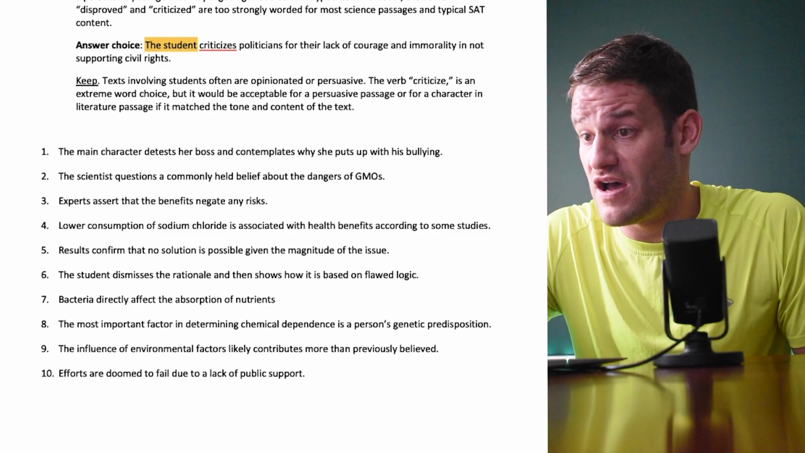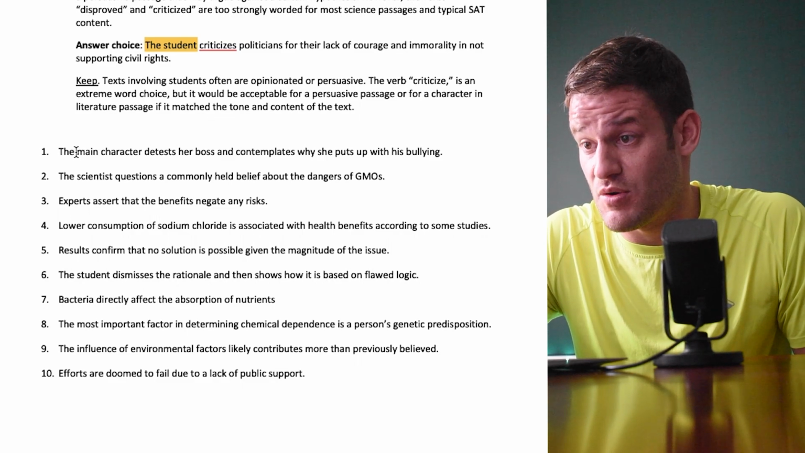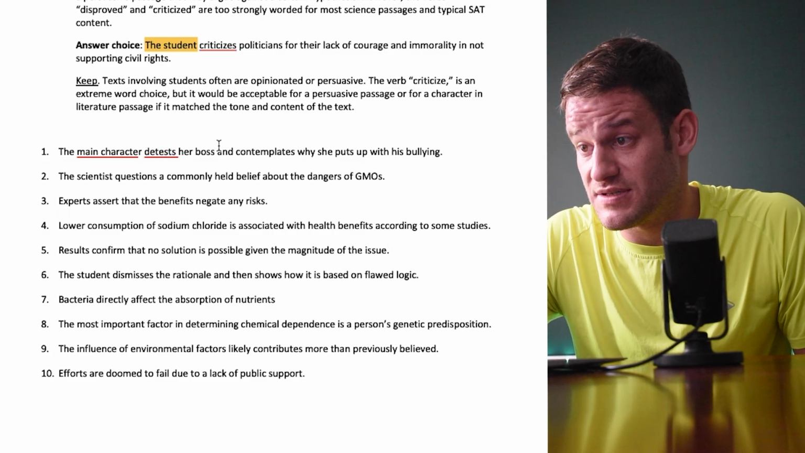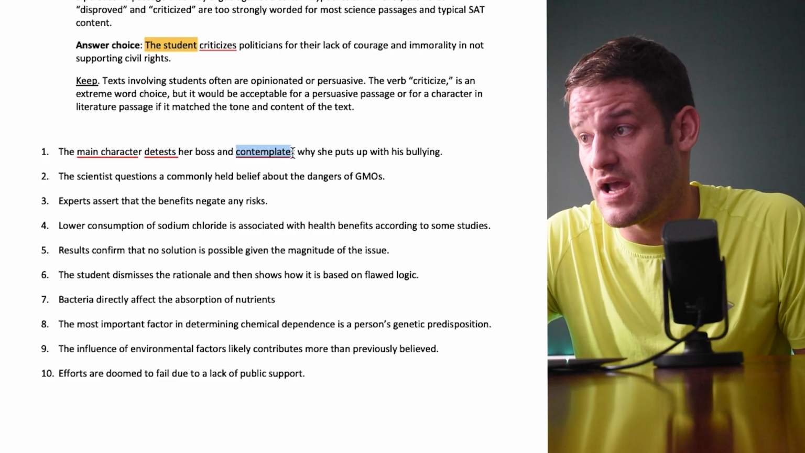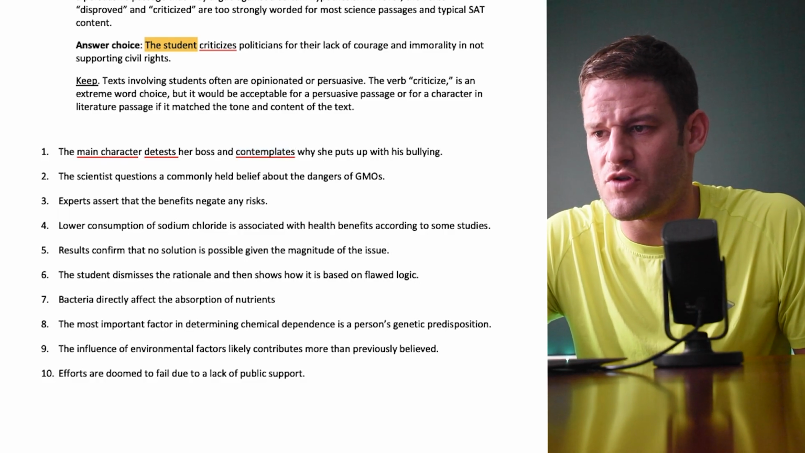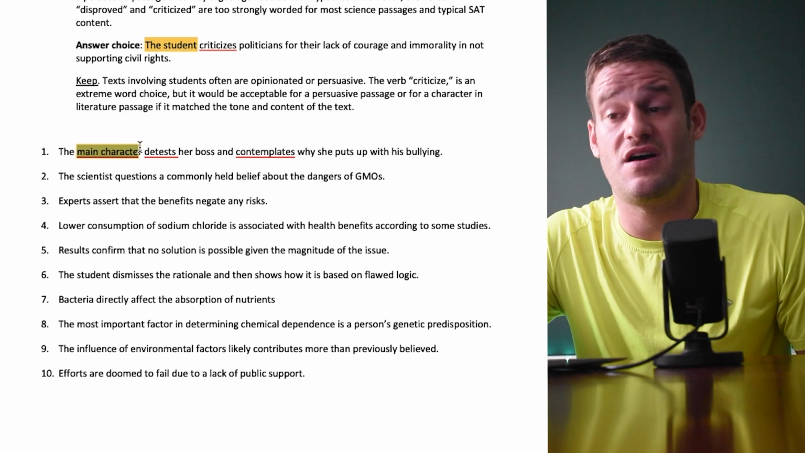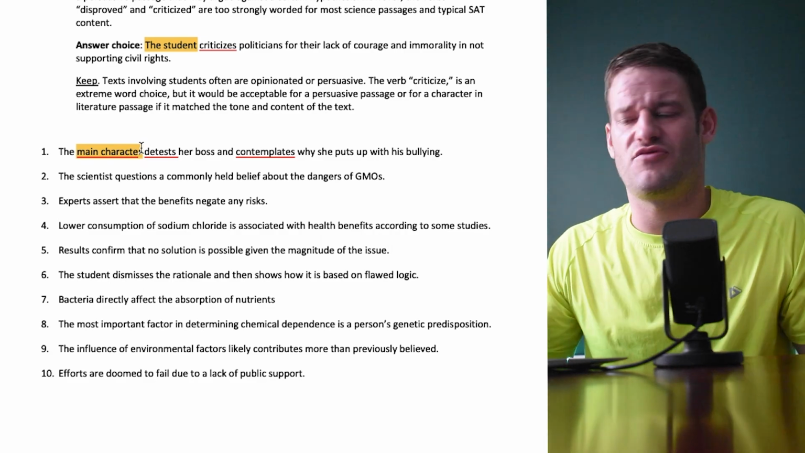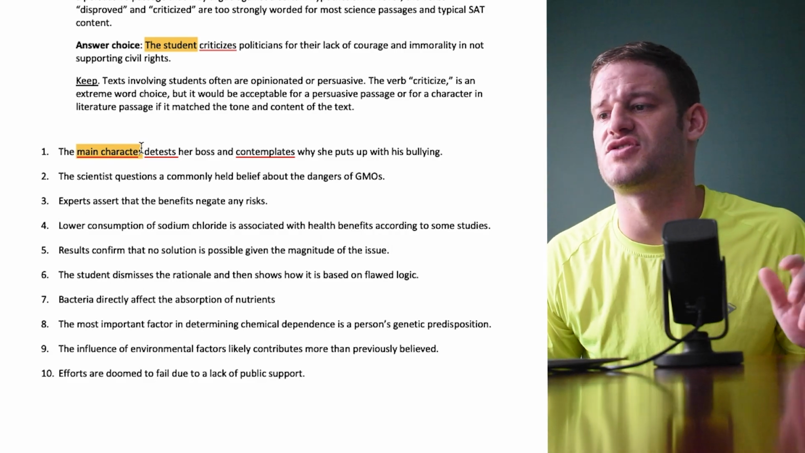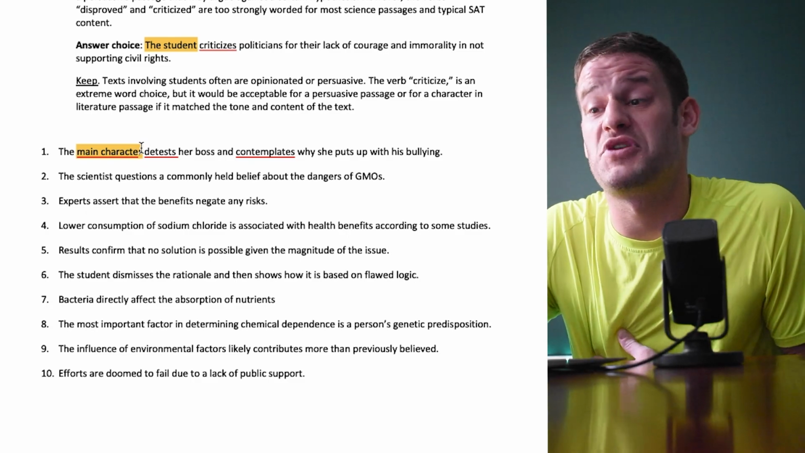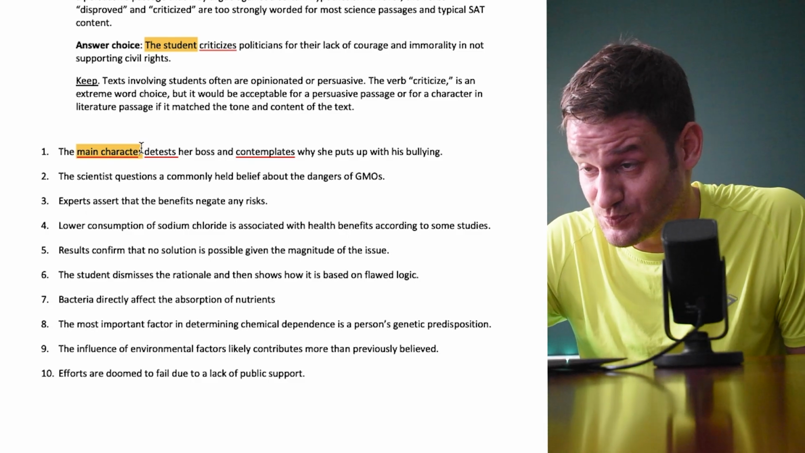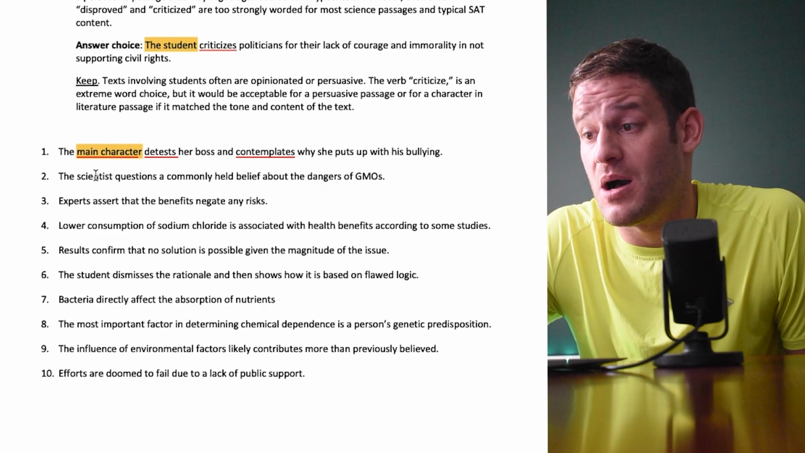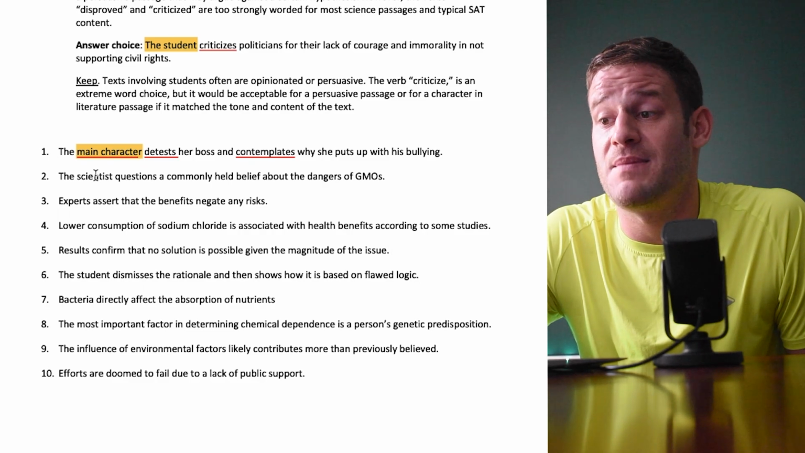So here, we have the main character detests her boss, another strong verb here, and contemplates why she puts up with his bullying. Okay, so we have main character, right? Clearly, that is going to be a fiction passage. We could have that stronger verb detests, and contemplates, again, wouldn't really have an issue. That's not a very extreme language. So yeah, for number one, I would keep that. That seems possible.